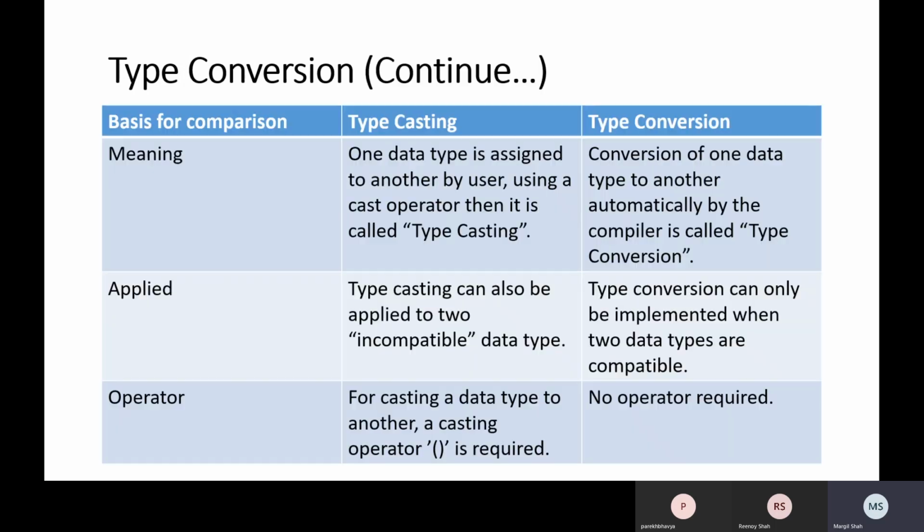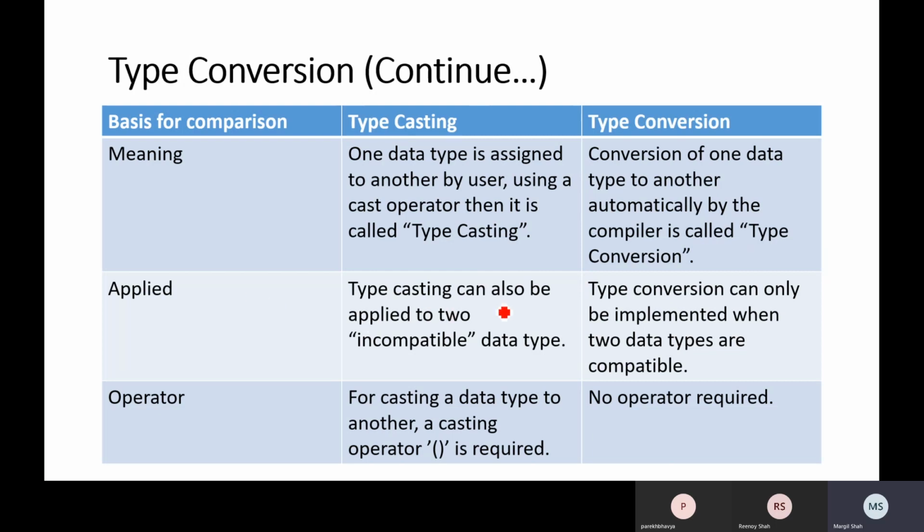Okay, so let's see that one. When one data type is converted to another by the user using a cast operator, then it is called typecasting. Conversion of one data type to another automatically by the compiler is called type conversion.